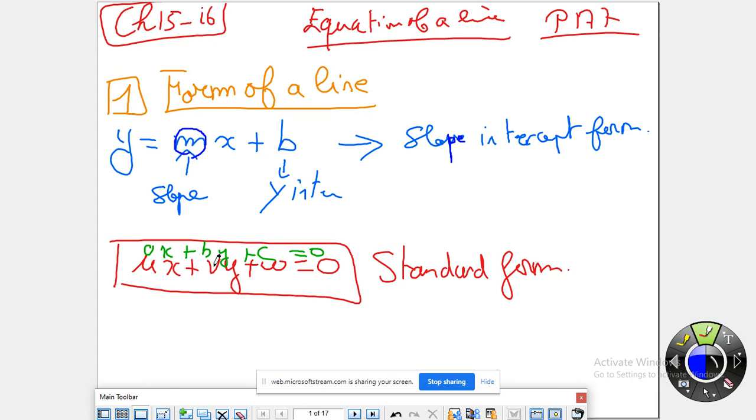You can sometimes see the equation in this form, ux plus vy plus w, or ax plus by plus c equal to 0. We call it standard form. What does standard form mean? For example, if I have the equation y equal 3x plus 1, and I take everything to one side, taking y to this side, I will have 3x minus y plus 1 equal to 0. This one is called standard form. I put everything on one side. It's just a way to write it. You just need to know the name of it.